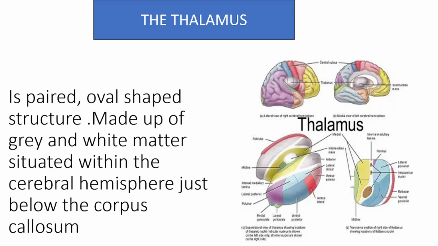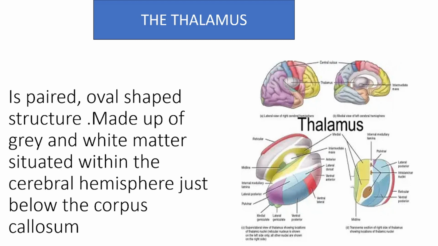I want to say they are made up of gray matter and white matter. They are made up of what? Gray matter and white matter. Okay, I want to also say that they are situated within the cerebral hemisphere, just below the corpus callosum. Look at it here, they are found just below the callosum. This is the corpus callosum. So they are found just below the corpus callosum. That is the thalamus.